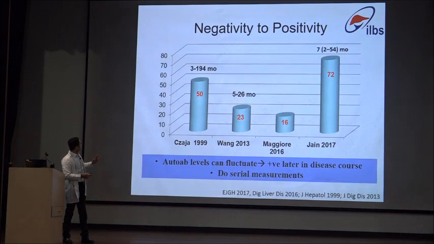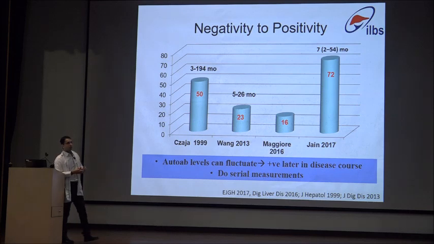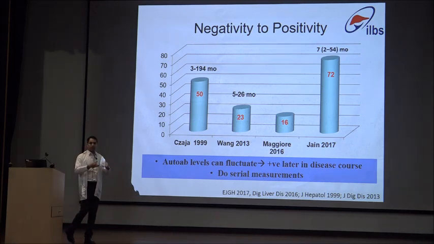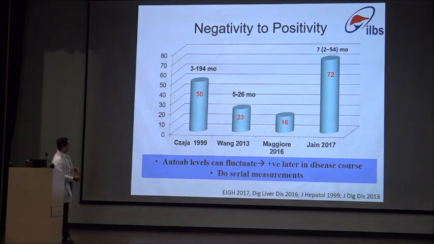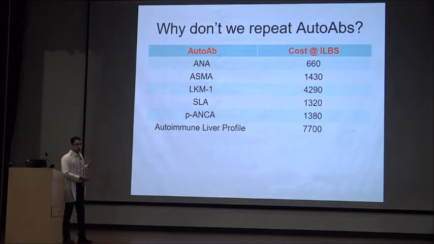And one other concept was, some studies have shown that if you find negative autoantibodies at the beginning, you may try and screen them later. These autoantibodies may appear in the natural course of the disease. And studies have shown that you ideally should be doing serial measurements. But we do not do it.